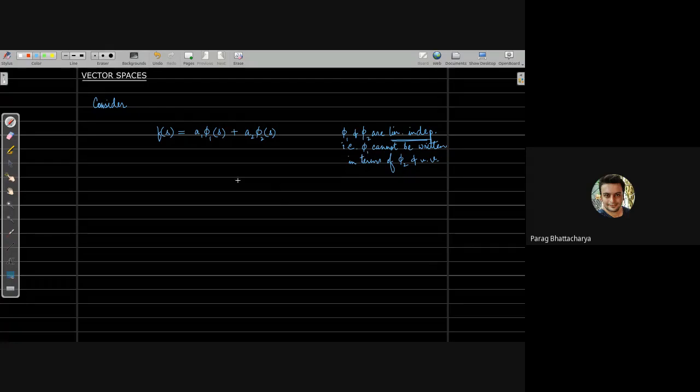So f of s is a linear combination of phi1 and phi2. Let's call this equation number 1.